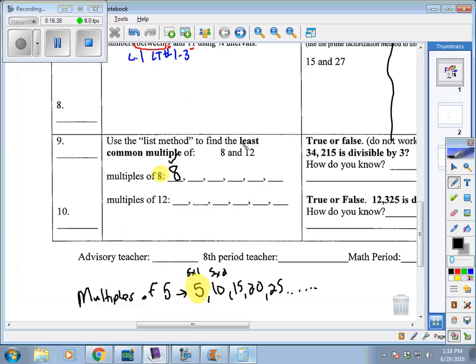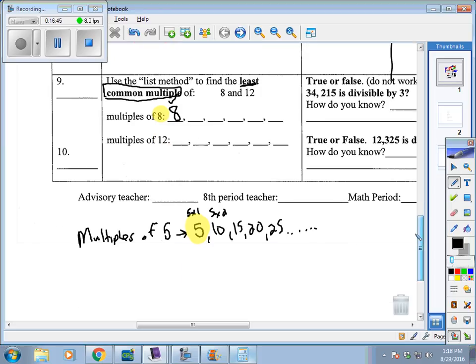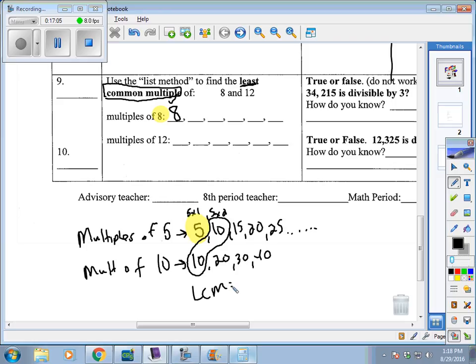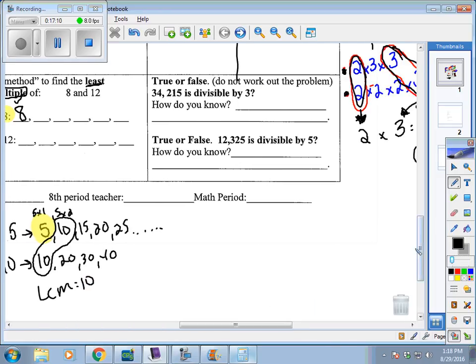Okay? And then you have to be able to identify the least common multiple. So that's the multiple that they share. So for instance, if I was doing multiples of 10, I would be looking at this and saying, okay, the first would be 10, then 20, then 30, then 40. If I were asked to identify the least common multiple, I would have to say, well, the smallest one that they share is 10. So the LCM is 10. Okay? All right.